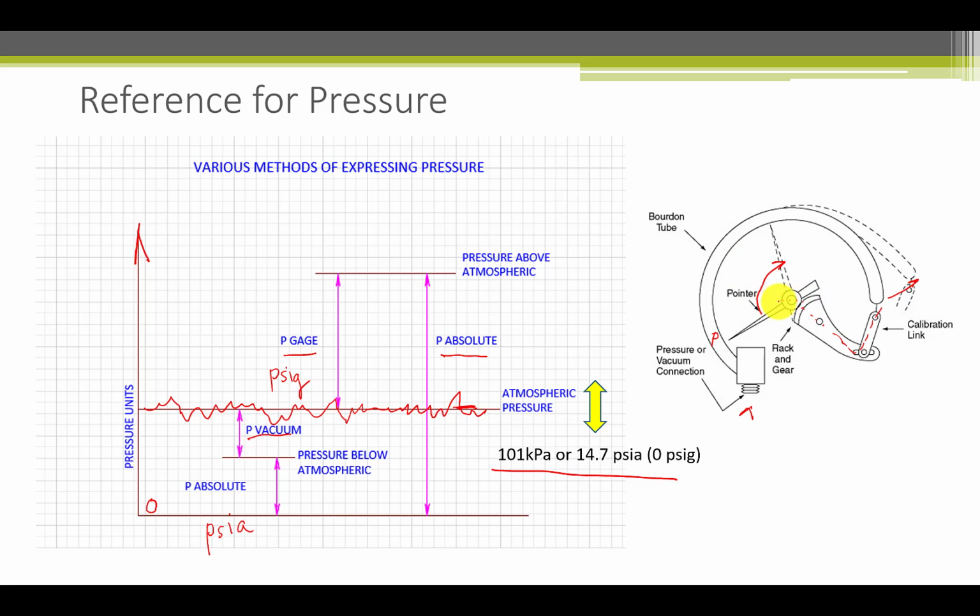So this pressure gauge is referencing the atmospheric pressure because it's surrounding the sensor. So it's a differential pressure device.